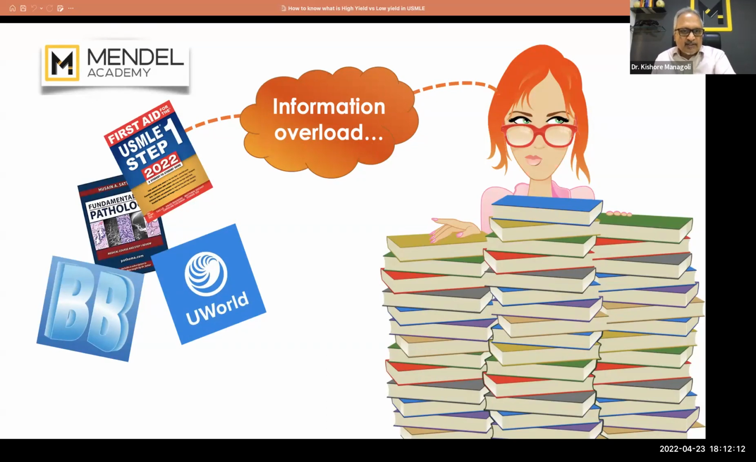Now, the problem we are facing, why do we have to differentiate high yield versus low yield, is because of the sheer information overload that we have to go through. There's so much information. These are the usual resources that are used by students, what is called the UFAP combination, plus Boards and Beyond, First Aid, Pathoma, UWorld. And then there are additional resources which I have not put up, but irrespective of what you prefer or don't prefer, there is a tremendous information overload that you have to navigate through.